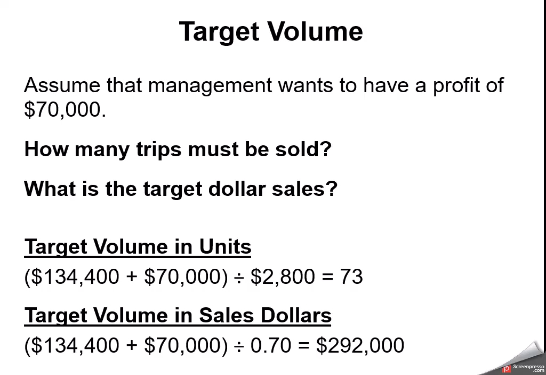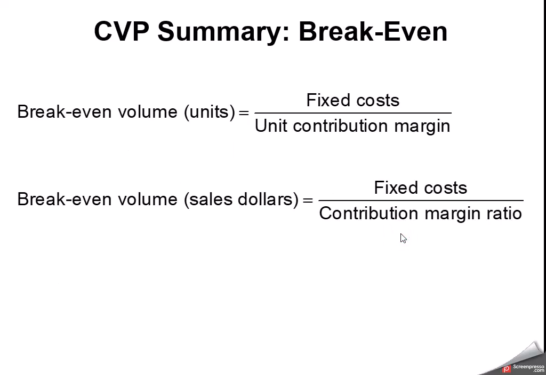Many times, obviously, companies are in this to make money. They're for profit, so they want to have a target profit. If you want to make $70,000, how many trips would you have to take? You still have to cover all your fixed expenses, plus you want to make $70,000. So you add those two together, and then divide by the unit contribution margin to get how many you need to sell. Again, if you didn't have the unit contribution margin, you could divide by that 70% contribution margin ratio.